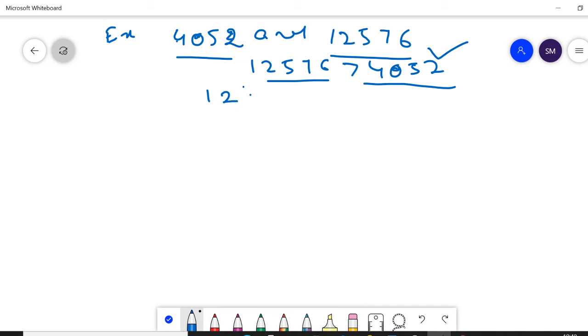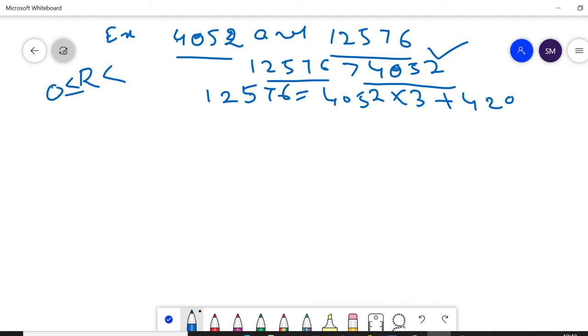Just recall this. Then 12576 is equal to 4052 into 3 plus 420. Also recall, the remainder is always greater than or equal to 0 and less than the divisor. Here 420 is less than 4052.